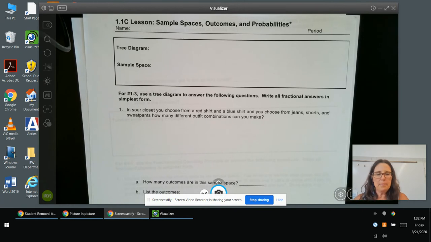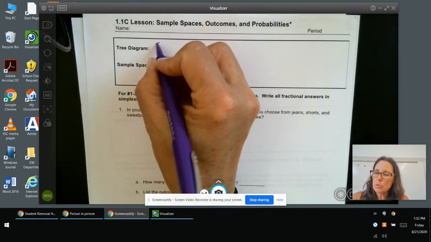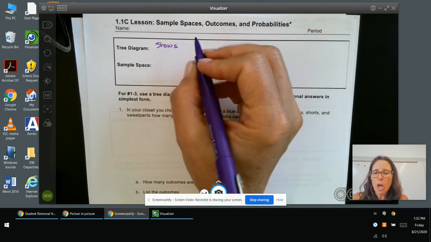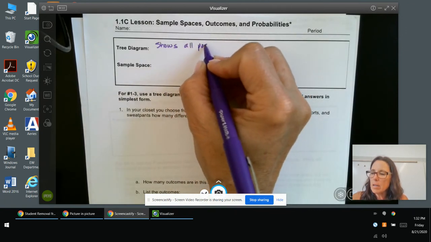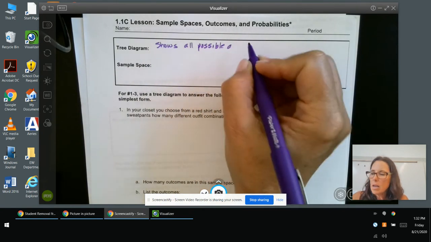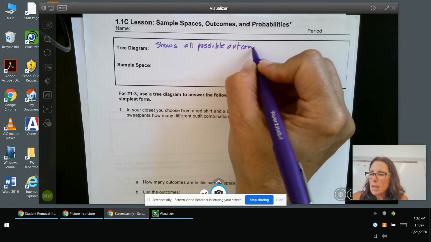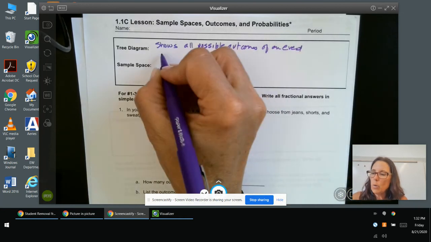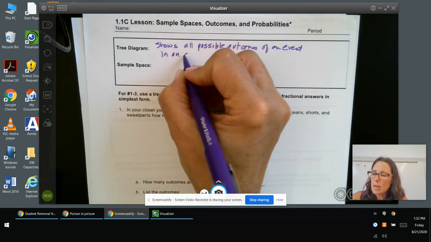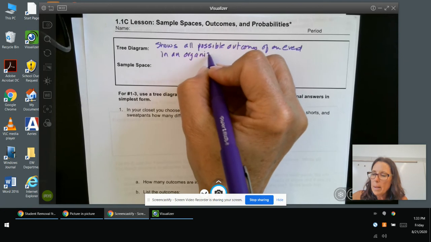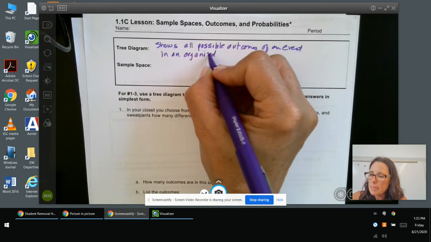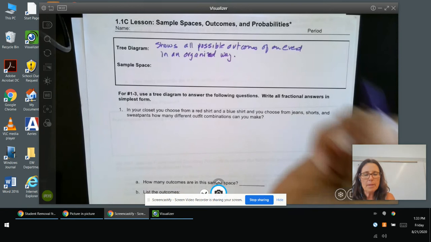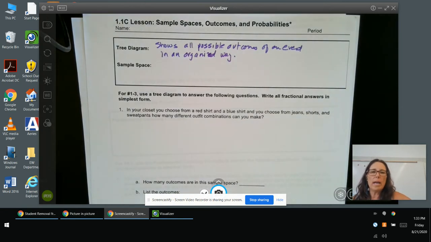Tree diagram. A tree diagram shows all possible outcomes of an event in an organized way. I forgot the E, organized way. There we go. Okay, so it's a way to organize a lot of information in any event.